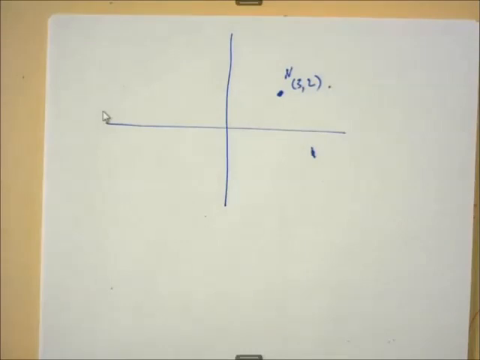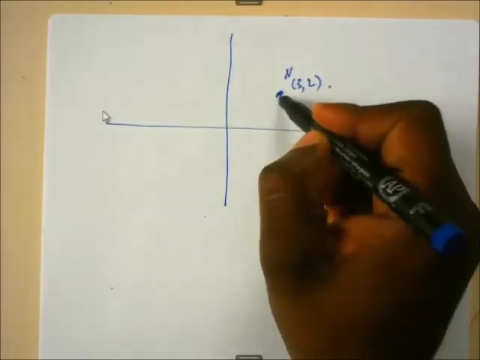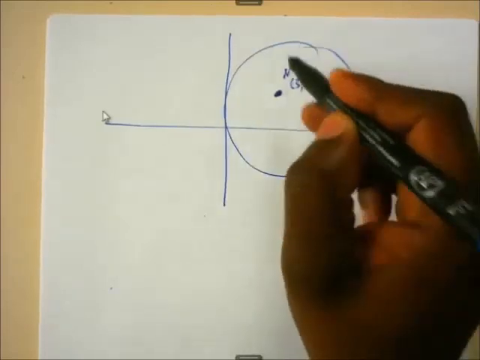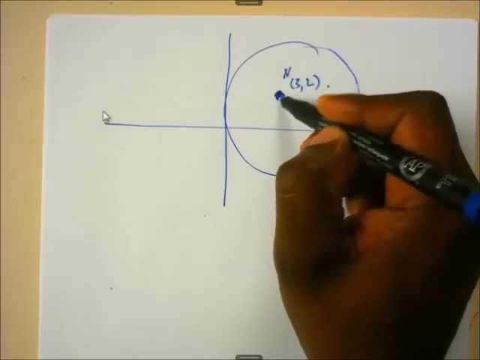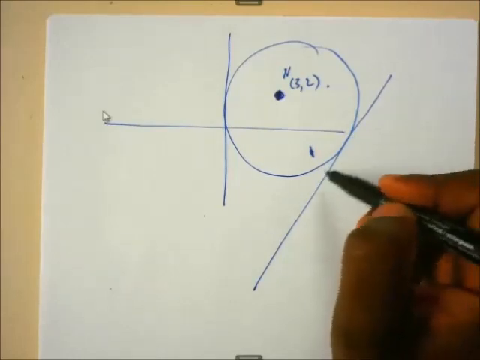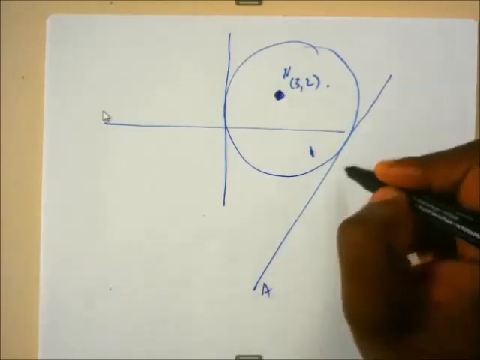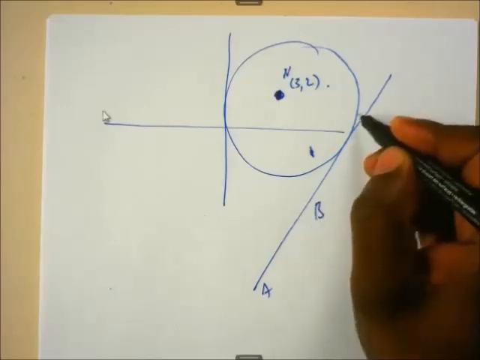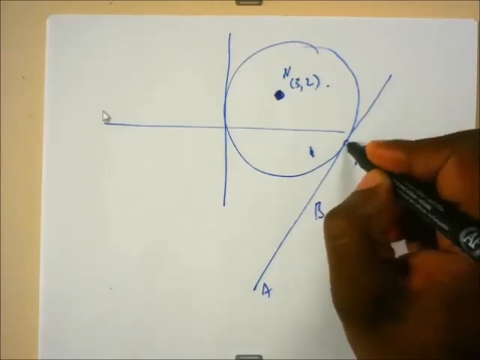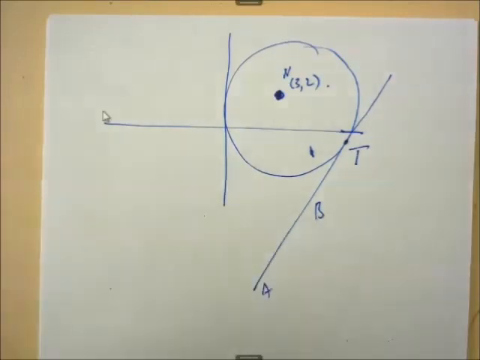Now, the question says, ABT is a tangent to the circle having the center. The center of that circle is 3 and 2. So it means there is a circle somewhere there. You see that? This is the center of that circle. And the line ABT is a tangent. We have A, we have B, a point there. We also have a T here. ABT is tangent to the circle having the center N at the point T. The point T is this one here. You see that?